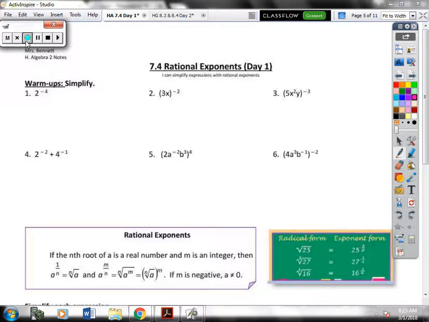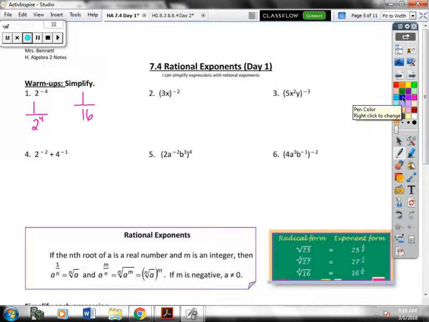So the warm-up just wants us to practice simplifying our exponential expressions. So this is actually something we did already in section 7.a, our practice day. What would 2 to the negative 4th be? 1 over 16. So remember, a negative exponent moves to the denominator, becomes a positive exponent, and then we would evaluate. So 1/16. Same thing with the next one.